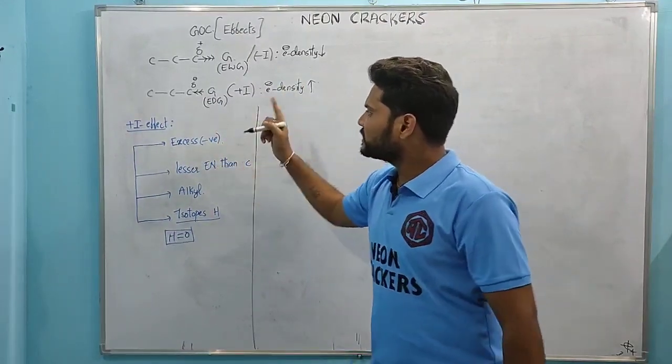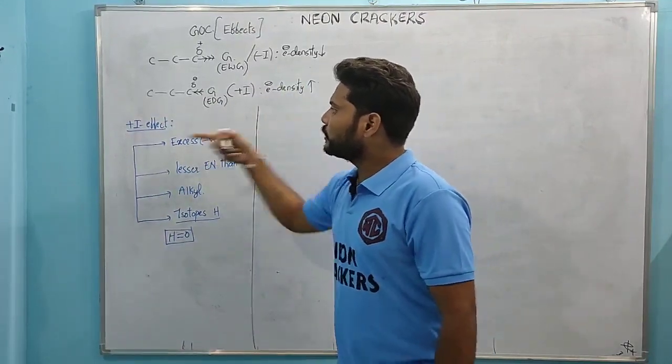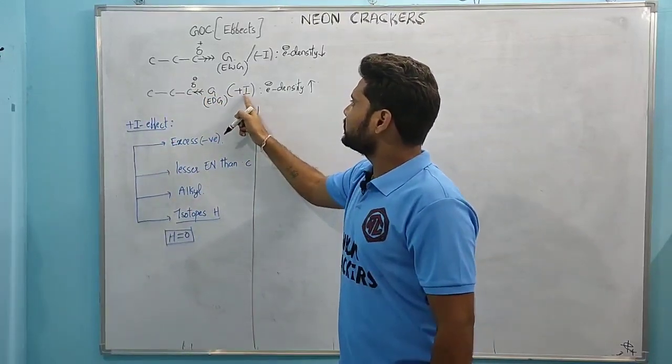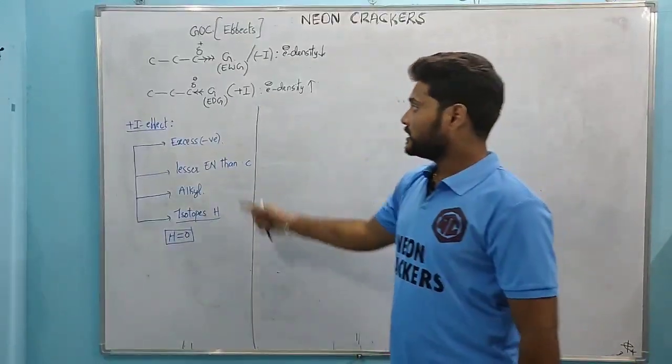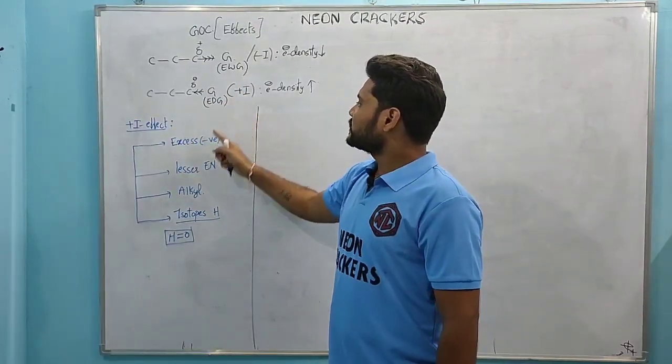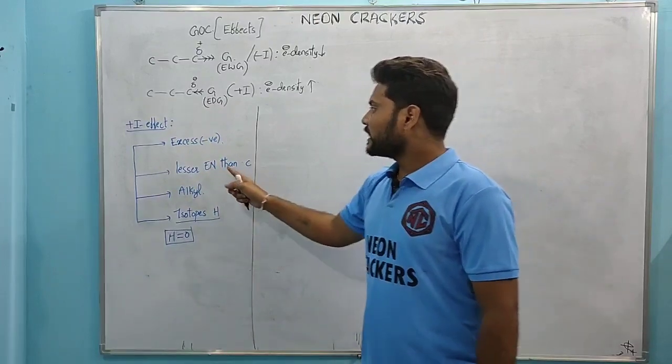Excess negative charge, because it has excess negative charge, so it can donate electron density easily. Donating electron density, what is the nature? Plus I effect, because it has excess, so it can donate more electronic cloud easily. That's why it is a stronger plus I component.